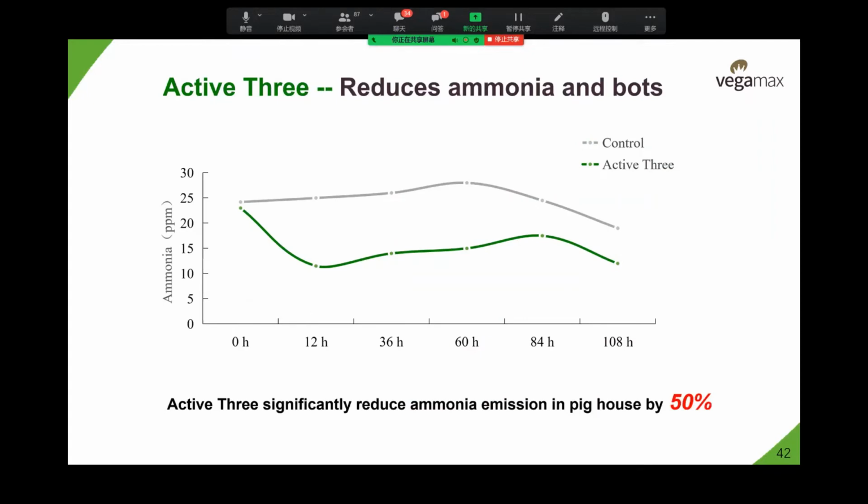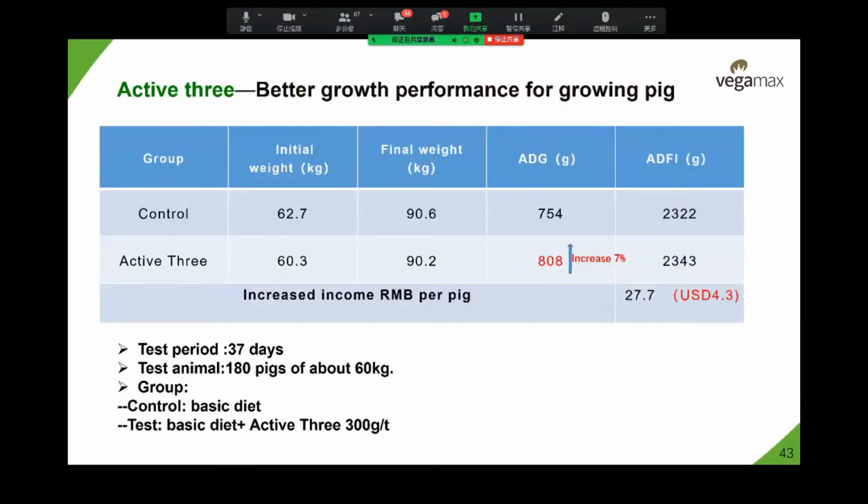In the pig house, compared with the control group, the ammonia emission can be reduced by 50% with the Oct.25 group. For growing pigs, we also did some trials. This one is with a dosage of 300 grams per ton of feed. We found that the average daily gain increased by 7%, and we also calculated the economic benefit. It is around US dollars 4.3.